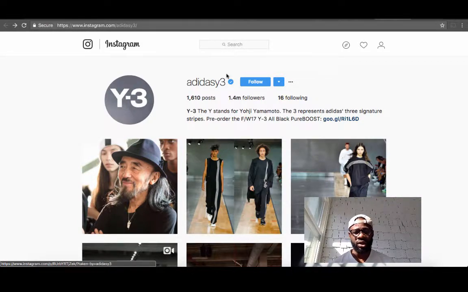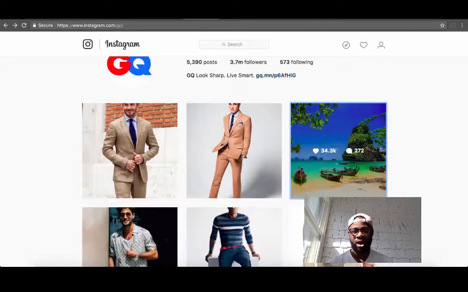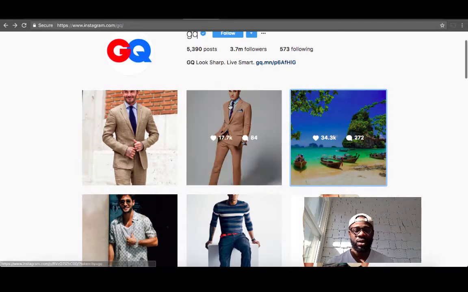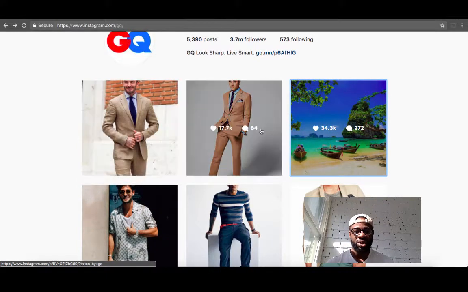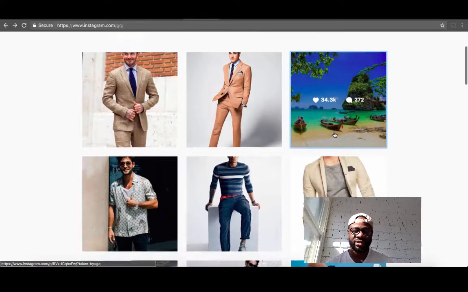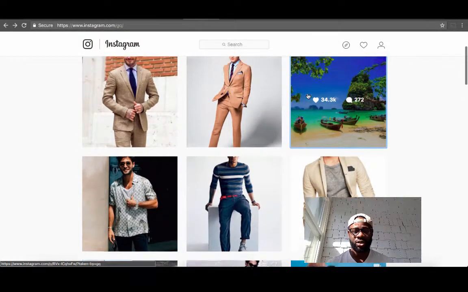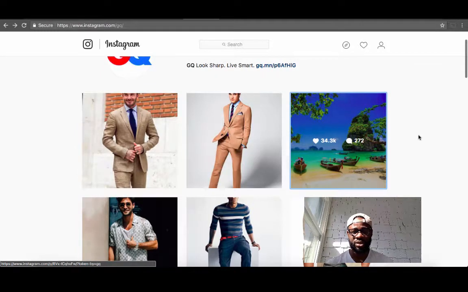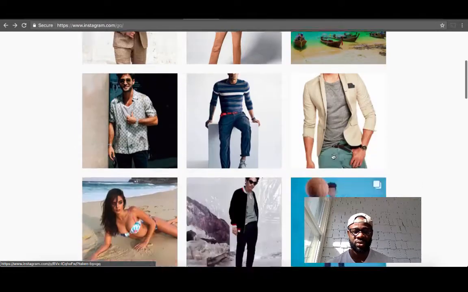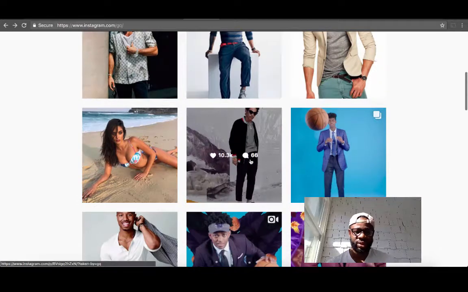Now, what you want to do with any profile that you're looking at when you first start out, the first thing you want to get a sense of is what types of content people are engaging with the most. So as you can see here, I want to take a look at the first 10 or maybe 20 images, and see which are the best performing images over the last 10 to 20 images.